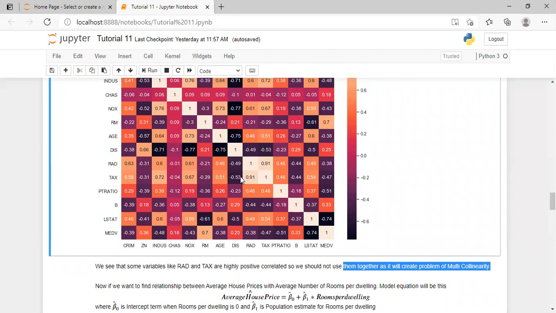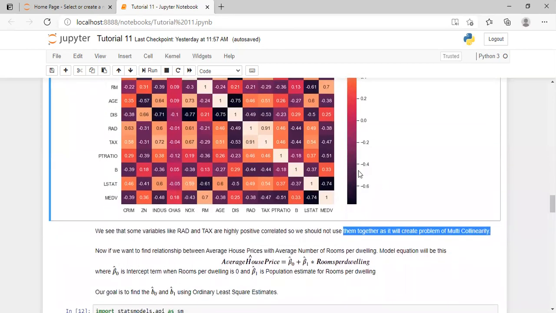And sometimes if we have such high correlation, our regression would fail. Sometimes we would get an error from the libraries we are using, because the technical problem is that it wouldn't be able to compute the inverse of the matrix in the regression. So again, it's a technical thing. So we shouldn't be using these two variables, RAD and TAX, together.